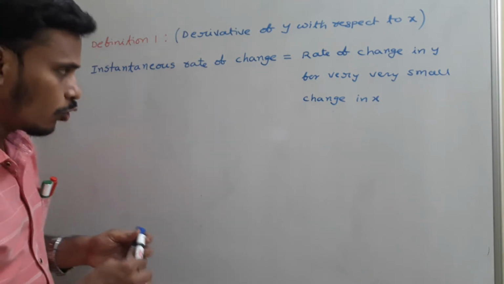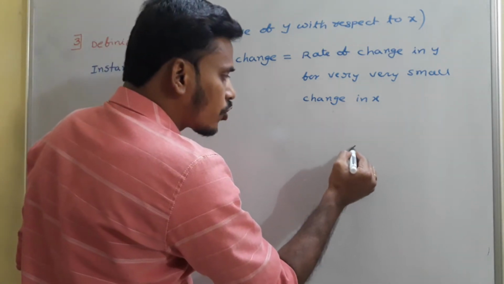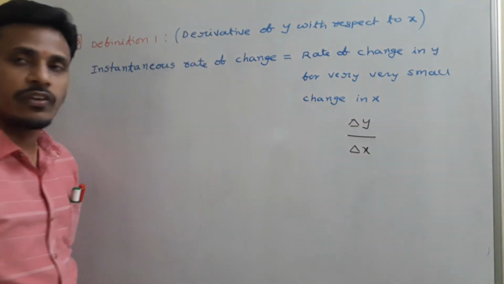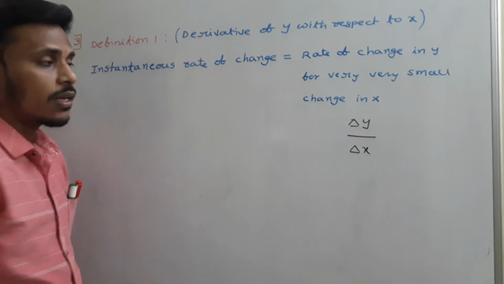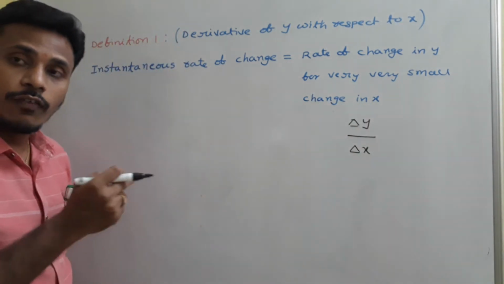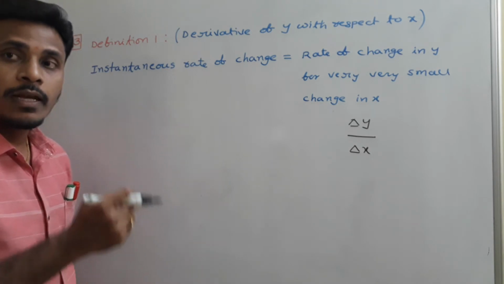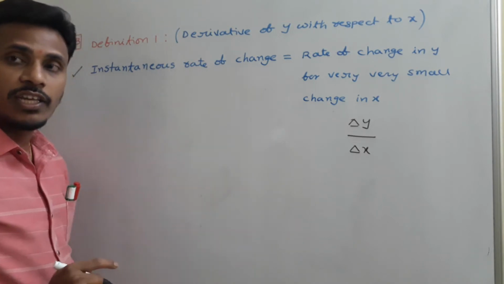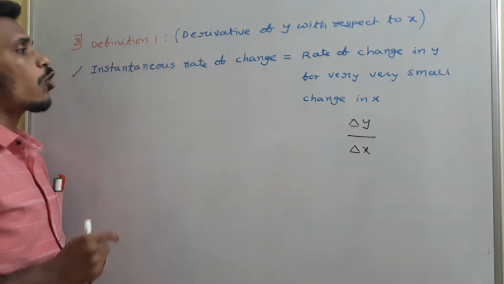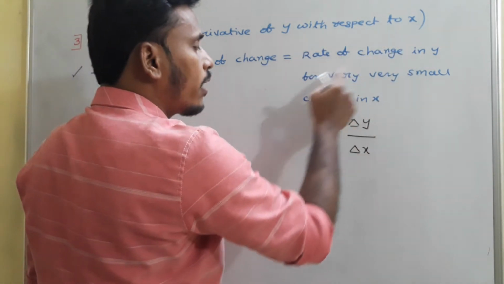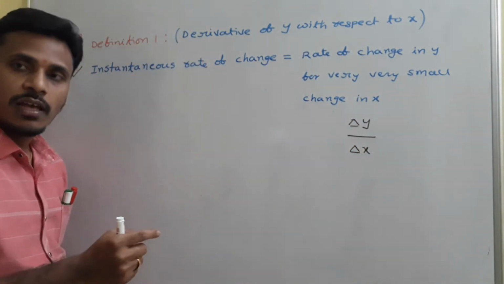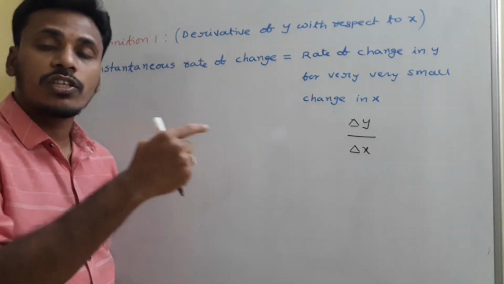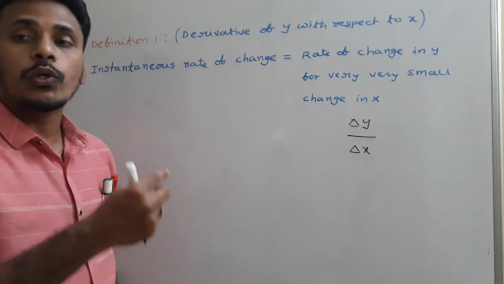See, I already mentioned, if delta x is change in x and delta y is change in y, delta y by delta x is the rate of change in y with respect to x. Now, rate of change is different from instantaneous rate of change. Instantaneous rate of change is the rate of change in y for very small change in x. If there is a minute change in x, corresponding to that change, for sure there exists a certain change in y. We are going to study that change.